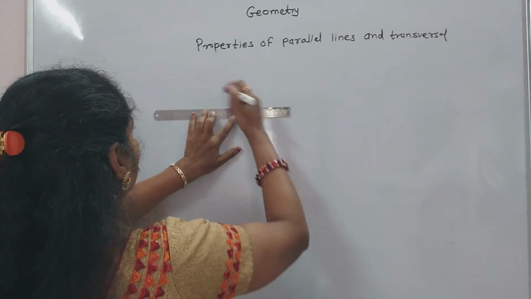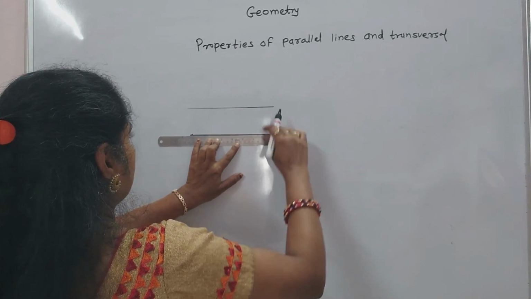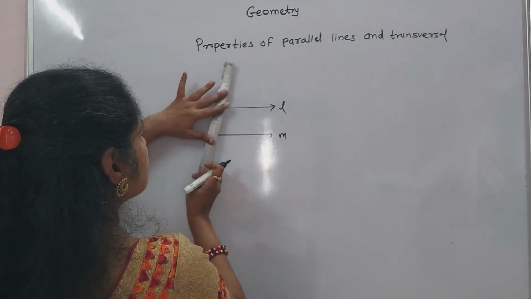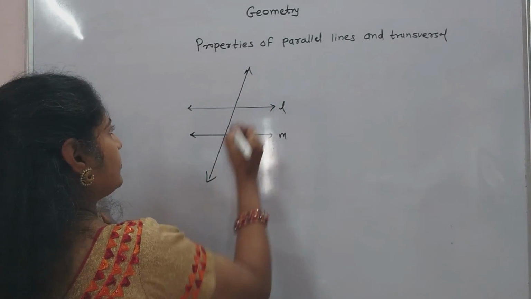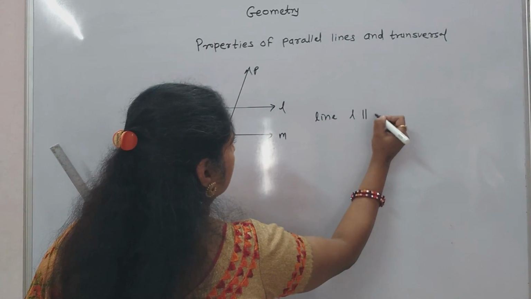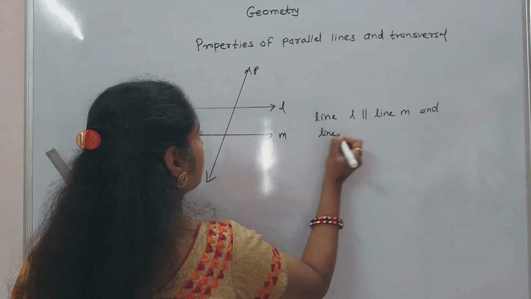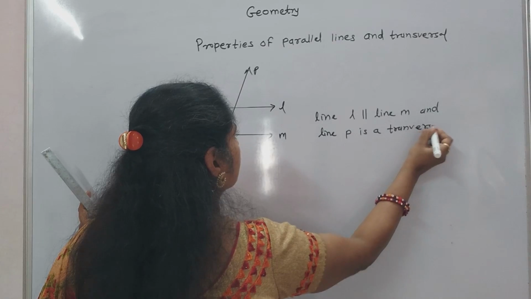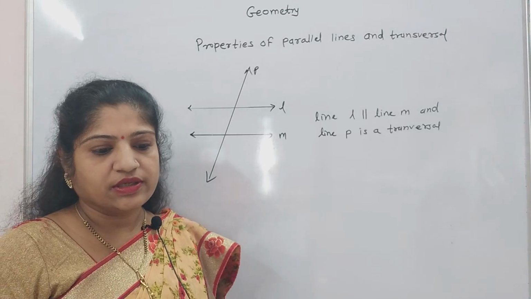Here is the parallel line. Suppose two lines are parallel, line L parallel to line M, and P is the transversal. Line L parallel, symbol of parallel, line M, and line P is a transversal. Two lines are parallel, P is the transversal.